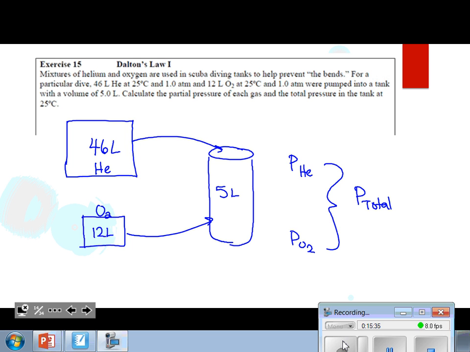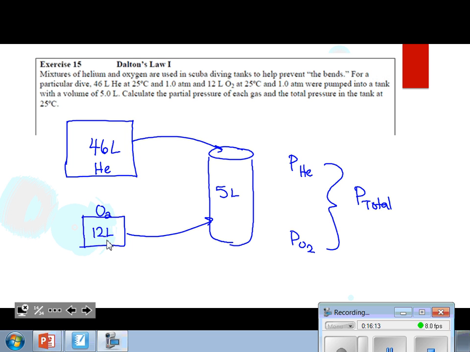Okay, so here's another picture to help you visualize what's going on. I have 12 liters of helium gas at 1 atm, and I have 46 liters of helium gas at 1 atm, and 12 liters of oxygen gas also at 1 atm. I'm going to take these 46 liters of helium gas and push them into a 5-liter container. And I want to know, when I push 46 liters at 1 atm into 5 liters, what's my new pressure of helium? And then same thing with oxygen.